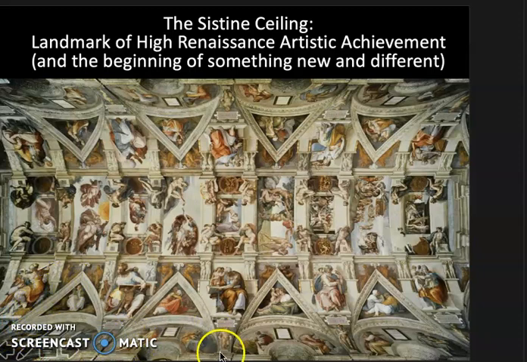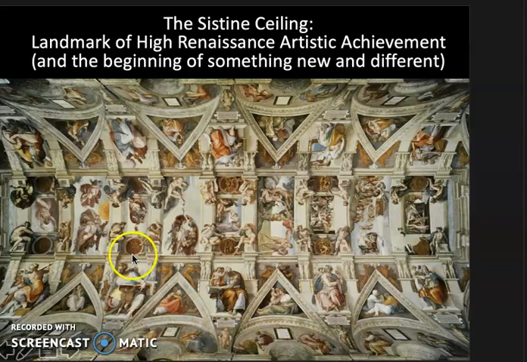At the lowest level here, the lunettes, the curved spaces around the curved windows, and the triangular compartments, which are formed from real marble molding, real decorative elements of stone. Those contain figures who represent ancestors of Christ.